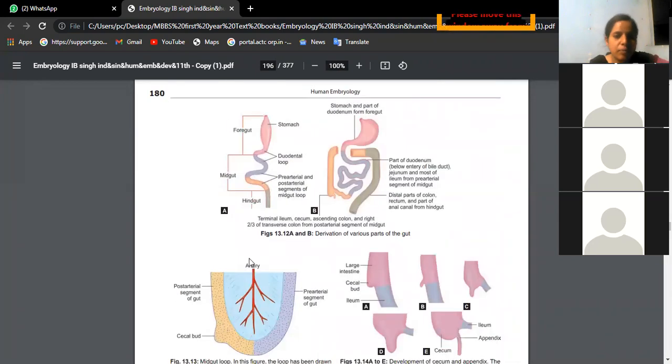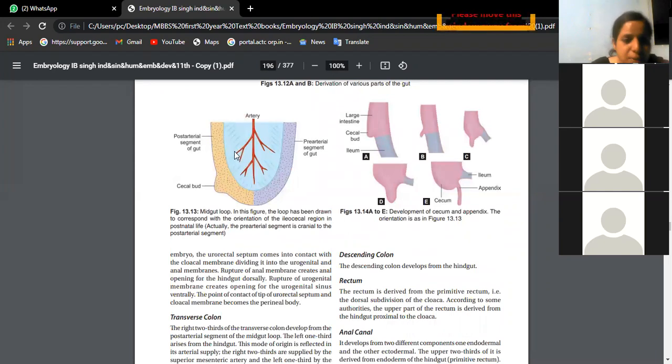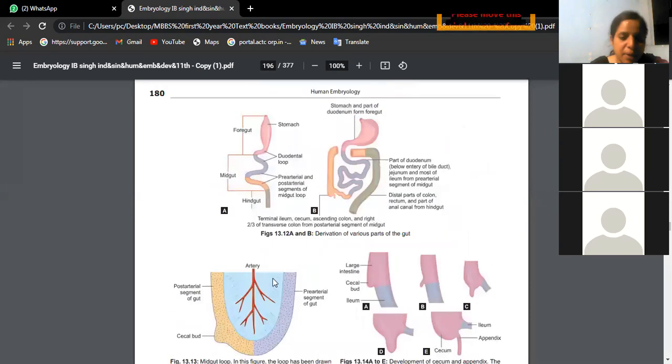So, the midgut is further divided into two segments actually. What is the midgut artery? Superior mesenteric artery. Yes, very good, Niharika. Now, suppose this is the midgut loop and this is the superior mesenteric artery. Above the loop, you call it the pre-arterial segment. Below the loop, you call it the post-arterial segment. See this direction, it becomes easy. This is all midgut, and in the midgut, the artery is the superior mesenteric artery.